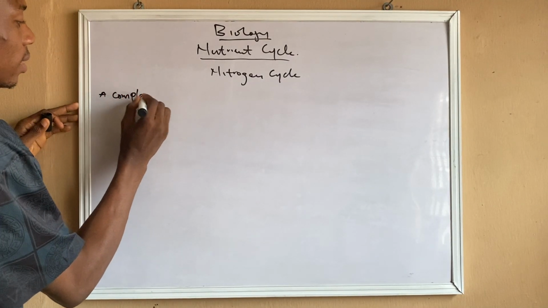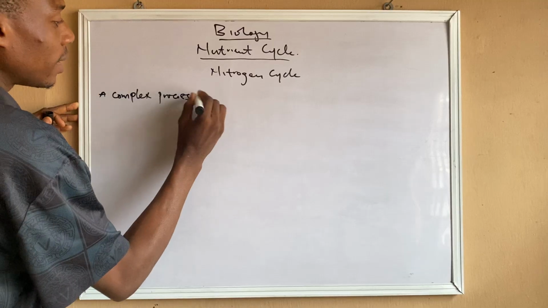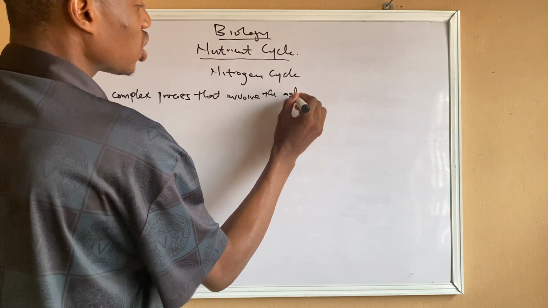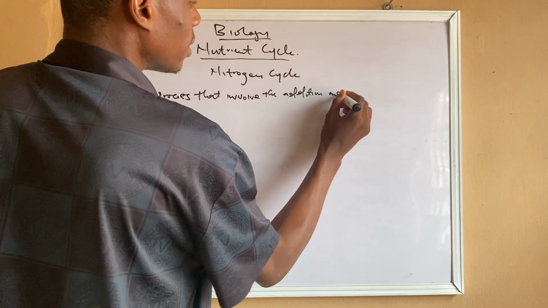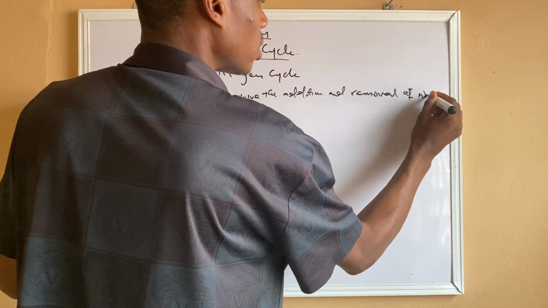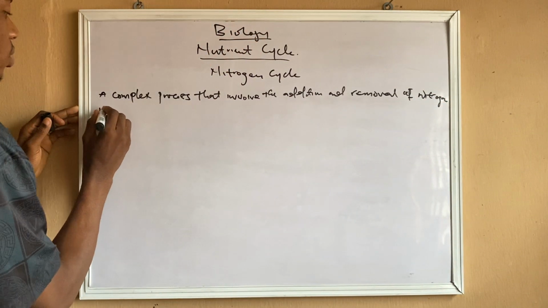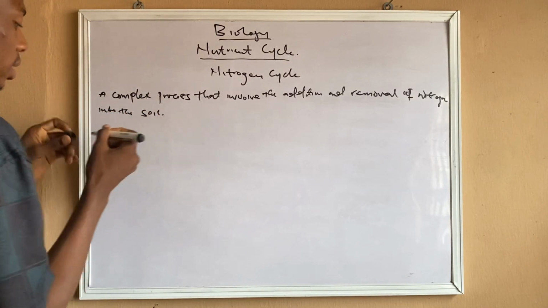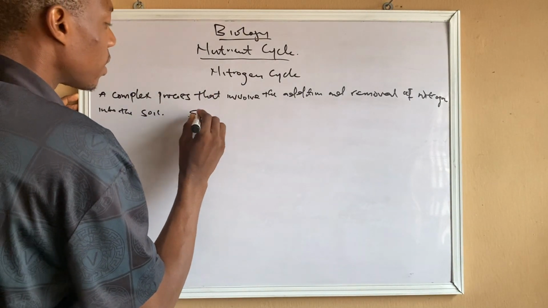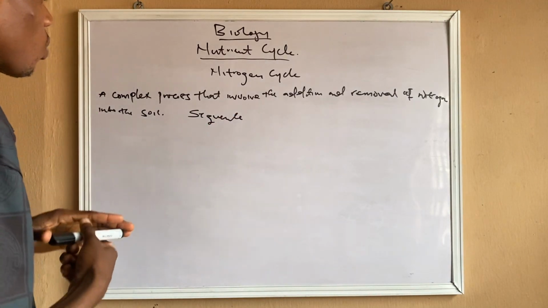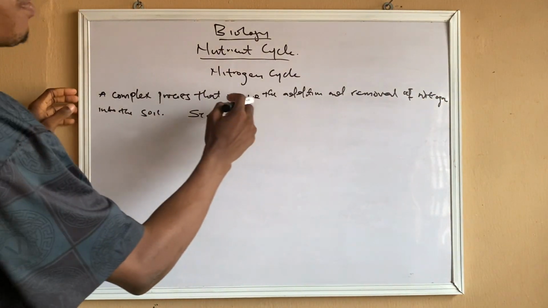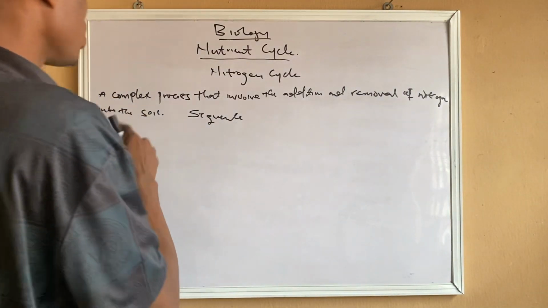A complex process that involves the addition and removal of nitrogen into the soil. Yes, it is a complex process, and it is even a sequence. Not just ordinary complex, but also a sequence. It has to follow a particular sequence. So it's a complex process that involves the addition and the removal of nitrogen into the soil.